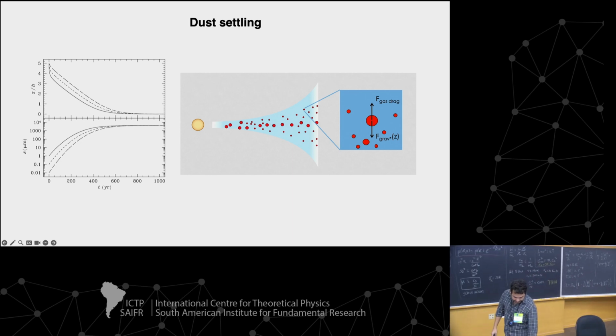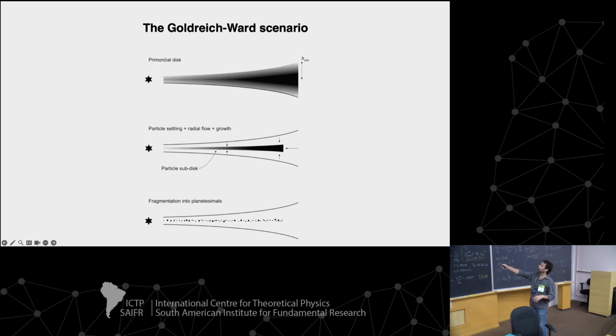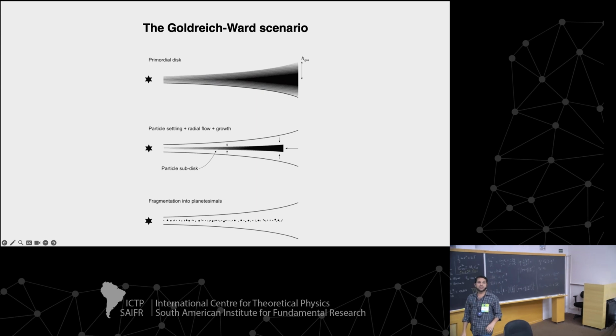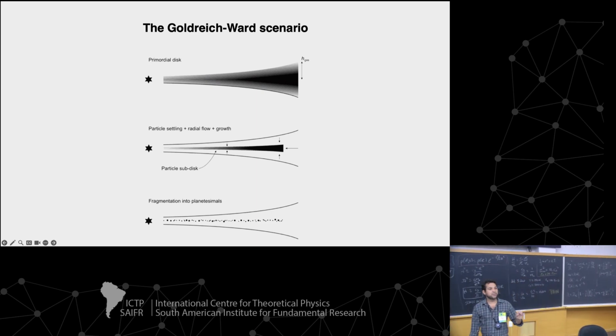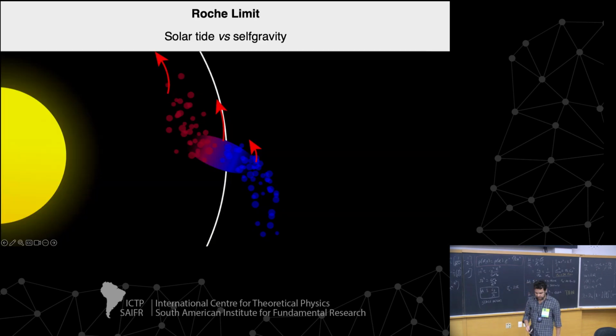And maybe it was hypothesized that they would settle into a layer so thin that you would reach the critical densities by the settling itself, right? You would reach the critical densities to achieve gravitational collapse. What are these critical densities?